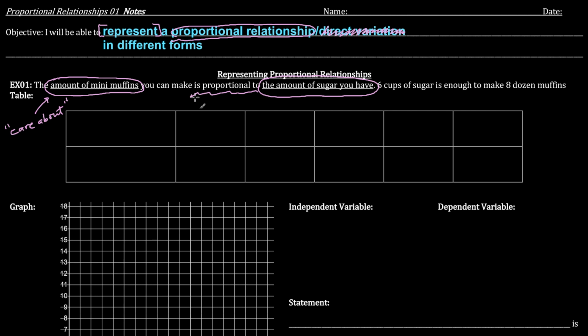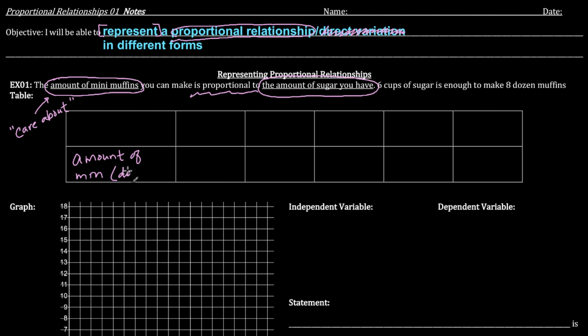Okay, that does not even look right. Let me try to write that a little better. All right, I think this will be better. This is the variable that we care about. Now, think about it. We care about both, but this is like the topic of the sentence, right? So this one goes second. So I'm going to put amount of mini muffins. I'm going to put mm.